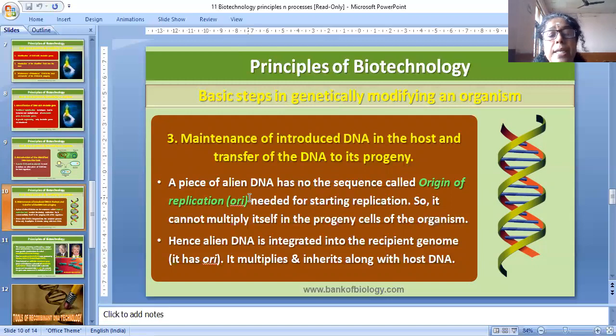Hence, alien DNA is integrated into the recipient genome. So we combine it with another DNA which has an origin of replication. That DNA must have an origin of replication, so it multiplies and is inherited along with the host DNA.